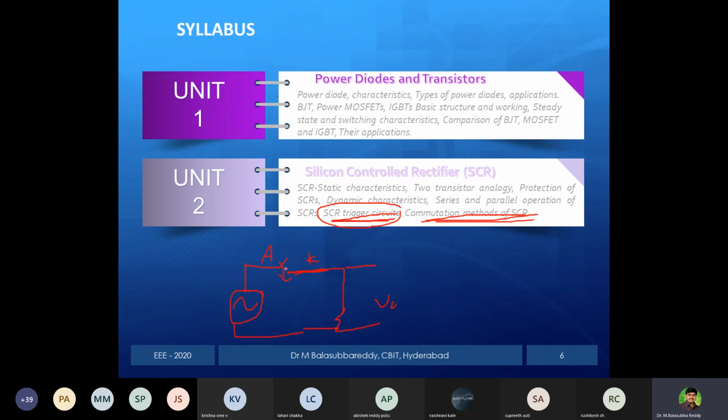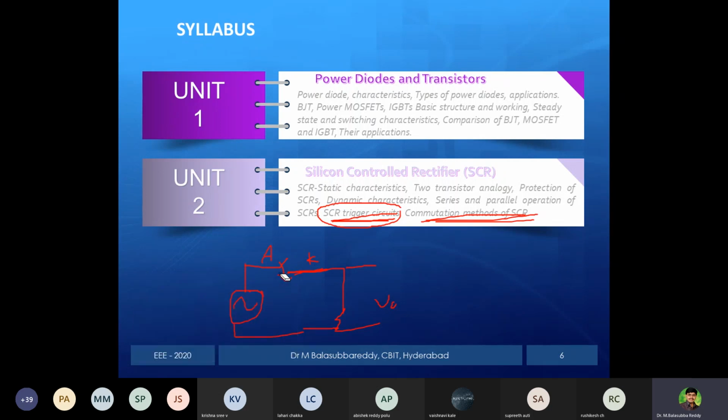Now, when will it be open? Here it is uncontrolled. That's why, when anode is positive with respect to cathode, automatically it will close without your permission. Simply supply is given to the circuit, automatically it will close, and without your permission it will automatically turn off. Whenever the supply is in the negative half cycle, it is reverse biased and it will be open. That is about the diode.